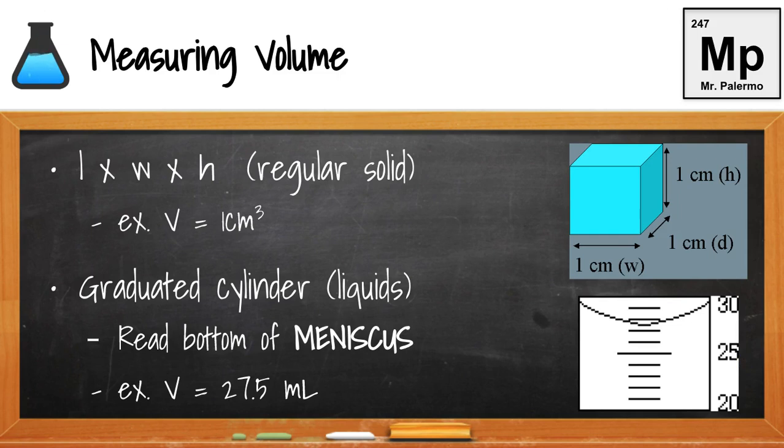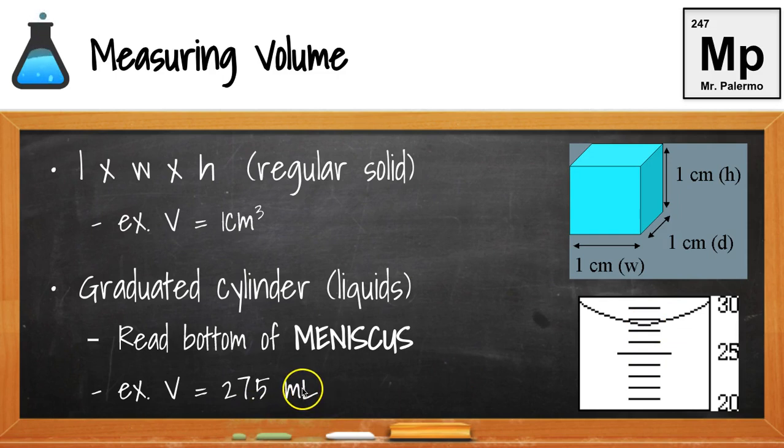If it's a regular solid like a cube, we could use length times width times height. So in this example here, if it's a cube, each side is 1 centimeter. So 1 centimeter times 1 centimeter times 1 centimeter gives us a volume of 1 centimeter cubed. If it's a liquid, we can use a graduated cylinder to measure the volume. And we read the bottom of the curved line, which is called the meniscus. So in this example here, the volume of the substance is 27.5 milliliters.